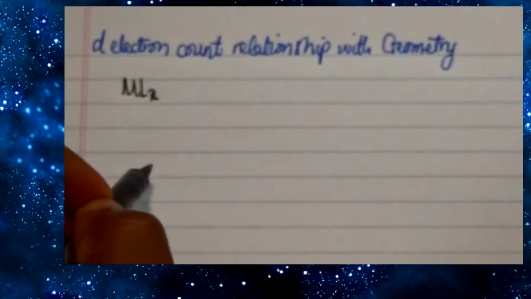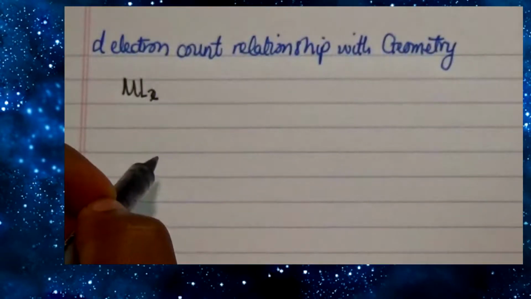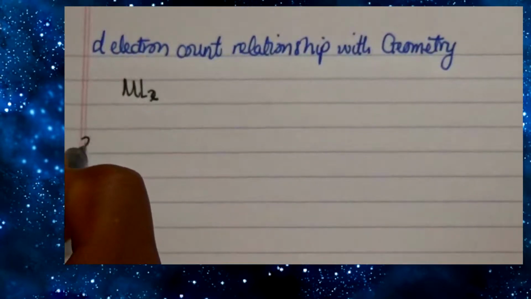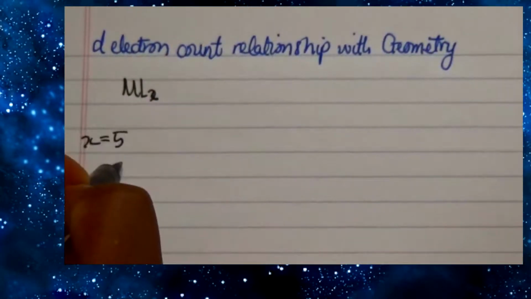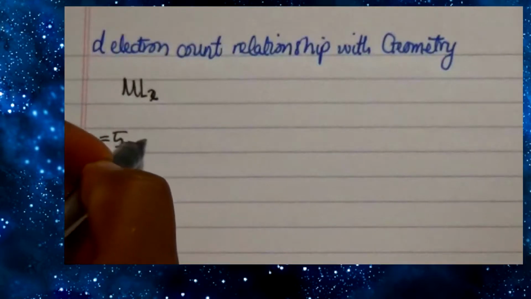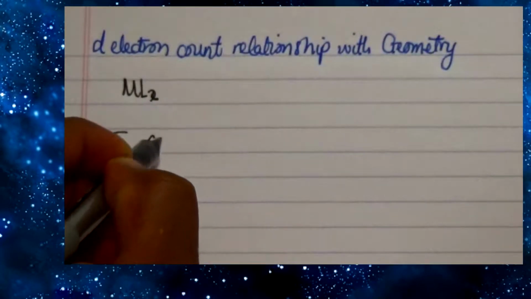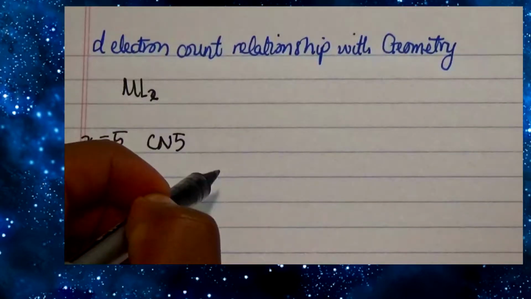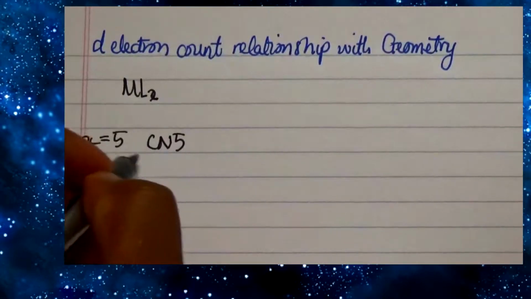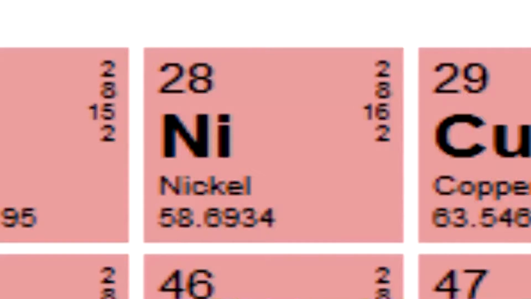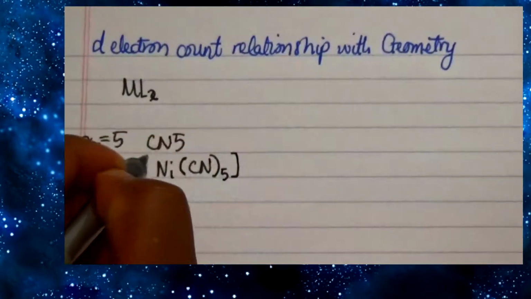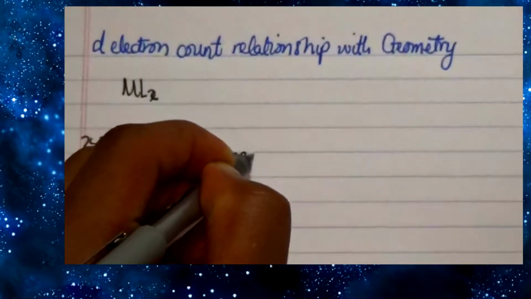Now in this video we will continue from where we stopped, which is moving ahead with X equals 5. X equals 5 tells us that we have a coordination number of 5, and with respect to the geometry, this complex, for example nickel attached to cyanide, not 1, not 2, but 5 cyanides, will have an overall charge of 3 minus.